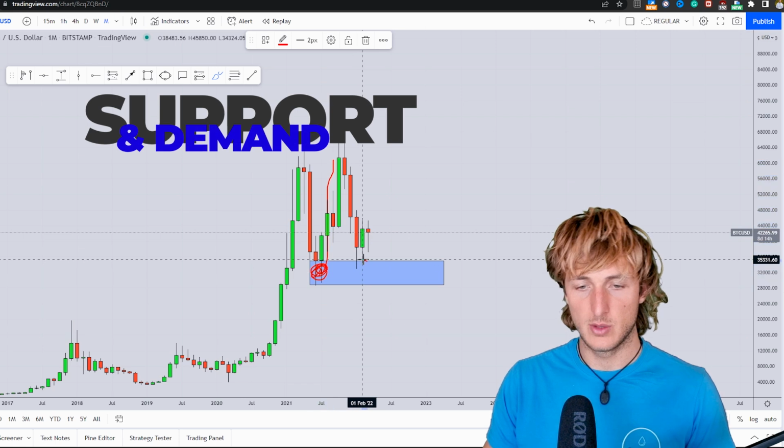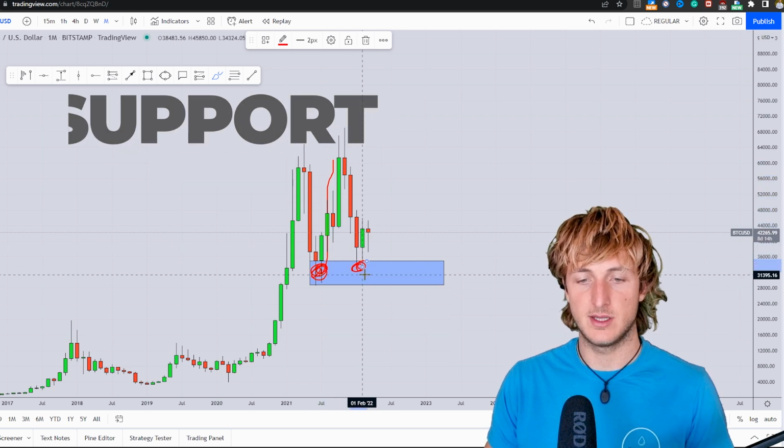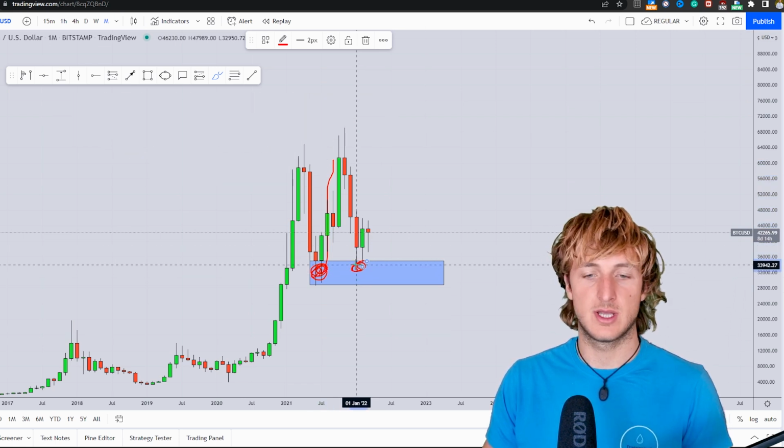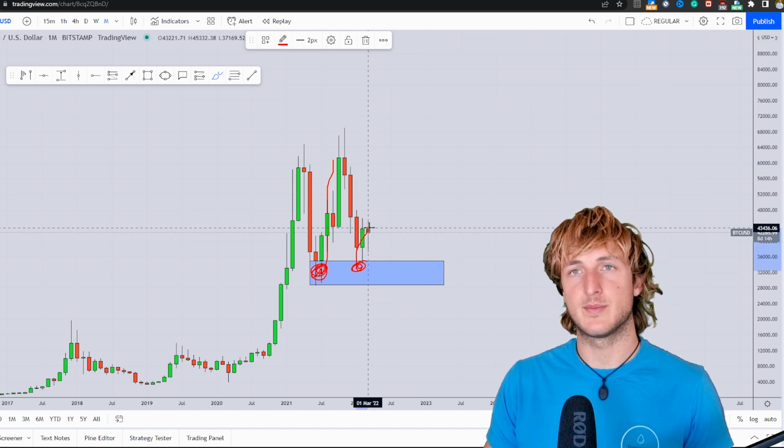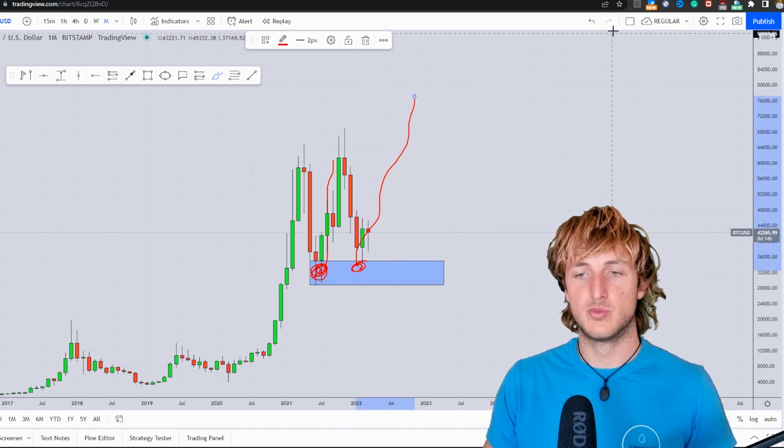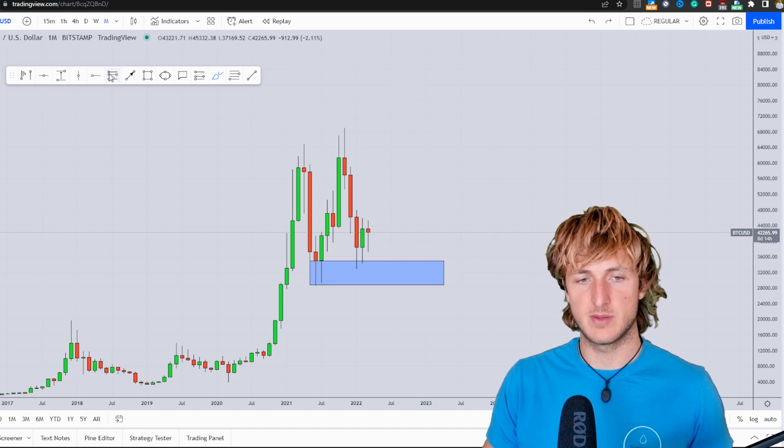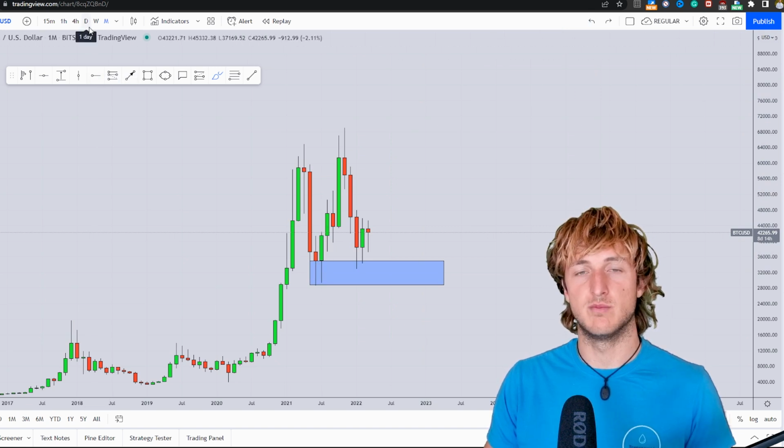And in fact, we can see how as soon as the market tested it here with the recent price action, it immediately got rejected to the upside. So what we can expect is more continuation to the upside. So on the monthly, everything seems pretty bullish.